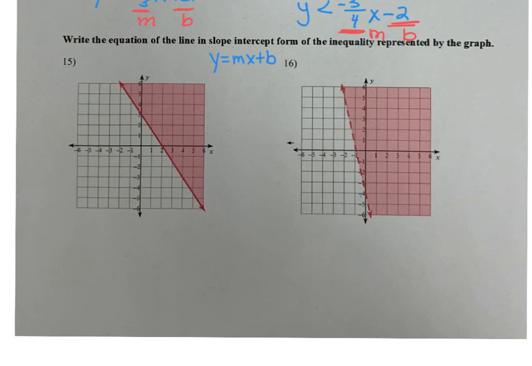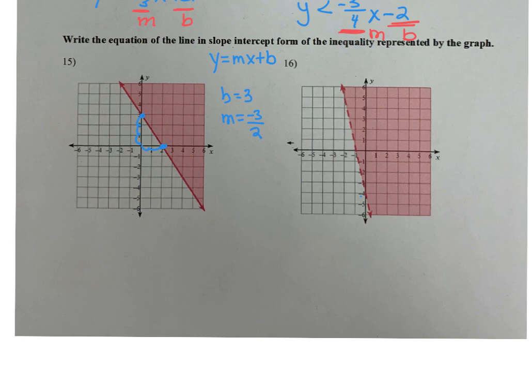Okay, so on this particular graph for number 15, my y-intercept looks like it's 3, so b equals 3. My slope I know is negative. Let me take a look at this. Here's another point here. If I have a point right here, I know that's down 3 over 2, so that's a negative 3 over 2.